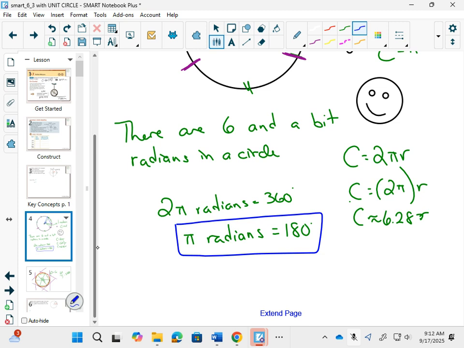If I know that pi radians is 180, and I want to find out what 1 radian is, what would I have to do to this side? I'd have to divide by pi. If I divide by pi on this side, I'd have to divide by pi on this side. If I go to my calculator and actually see what that is as a decimal, to 3 decimal places, 57.296 degrees. Just a little bit less than 60 degrees.